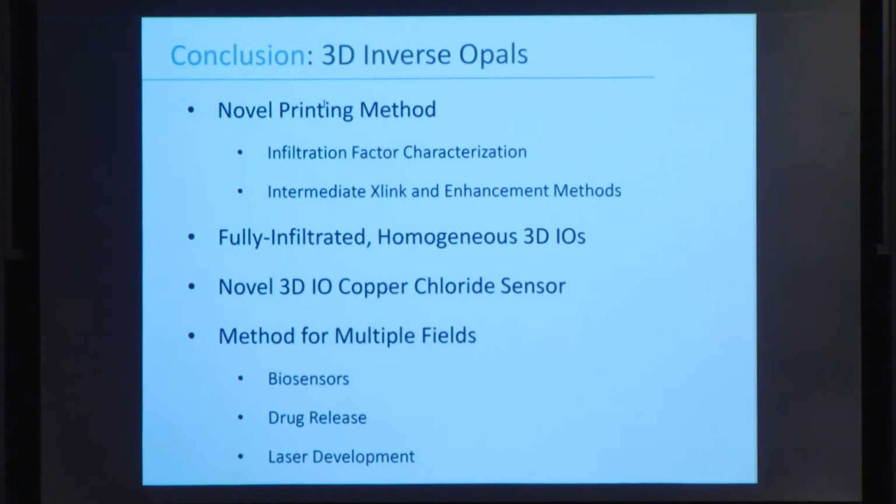And then we've been able to, in between, develop intermediate printing techniques to enhance cross-linking and enhancement methods that can be applied to other studies in material science. And then we've been able to apply these to develop fully infiltrated homogeneous inverse opal structures, as well as a copper chloride sensor that we can theoretically apply to detect toxicity levels in water. And then this is a method that can be applied to multiple fields.